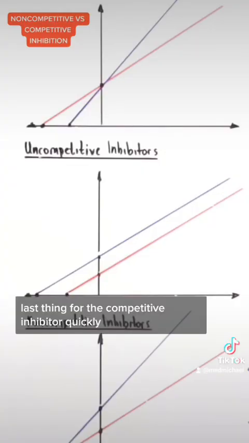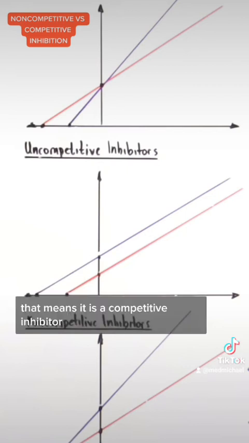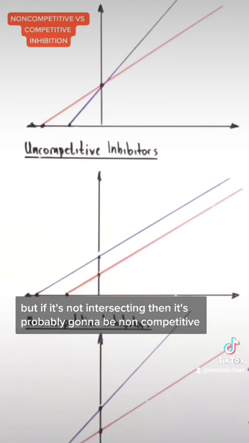The last thing for the competitive inhibitor quickly: if you see a linear chart like this and the lines are intersecting, that means it is a competitive inhibitor. But if they're not intersecting, then it's probably going to be non-competitive. Now, moving on to the non-competitive inhibitors.